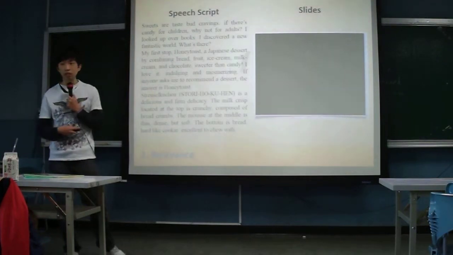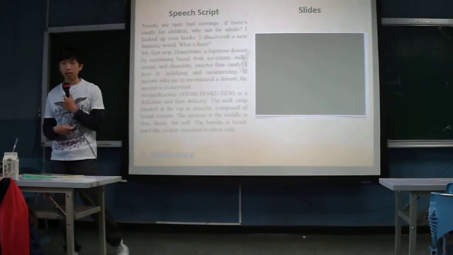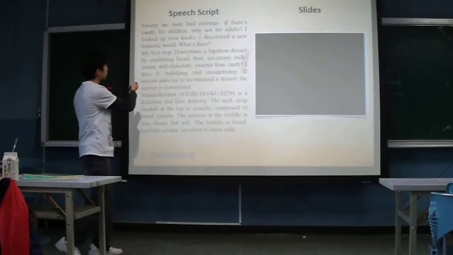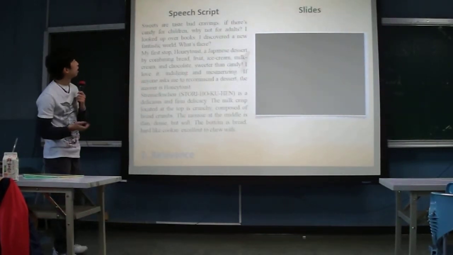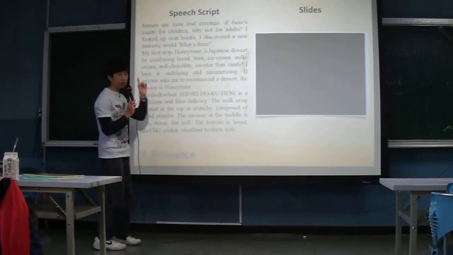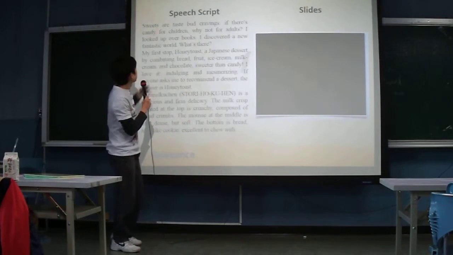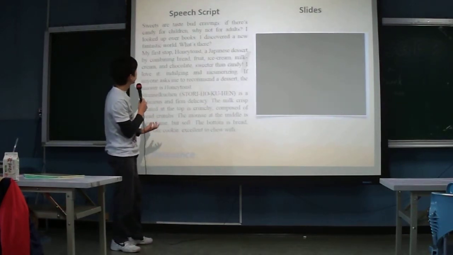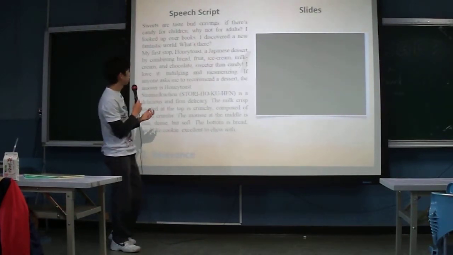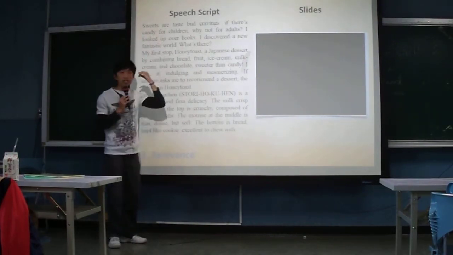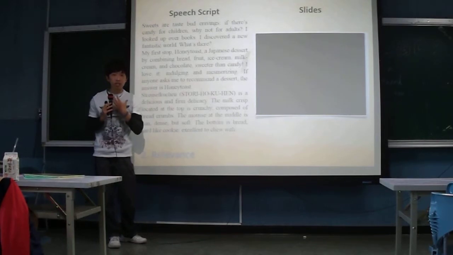Like this one, this is my C5 speech, and this is how I did it before. This is the screen, and this is my script. When I was delivering this speech, I went through these sentences: sweets are taste bud cravings, if there is a candy for children, why not for adults. I look up over the books and I discover a new fantastic word. For this one, because it is more like an image, my opinion is that maybe I can just deliver the words and let the audience freely imagine.